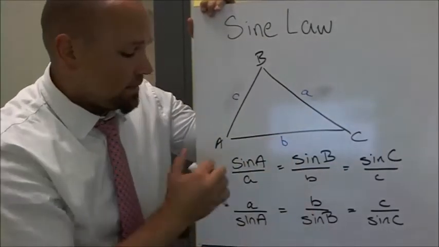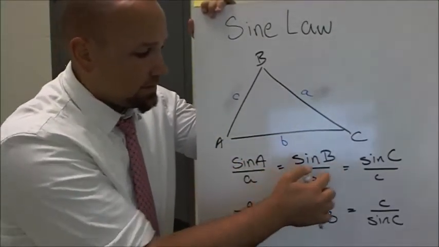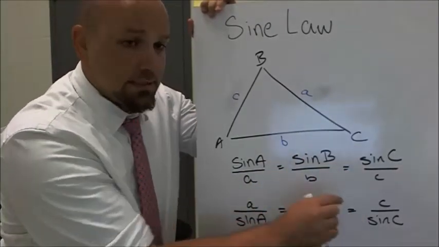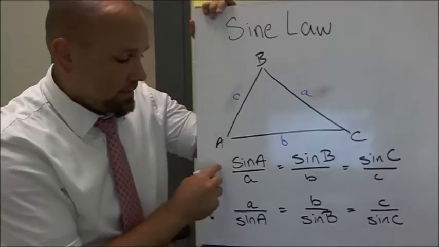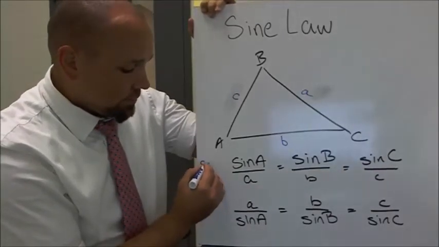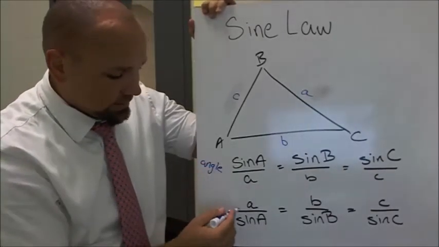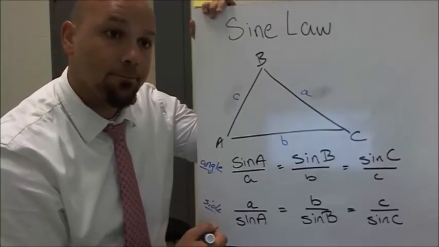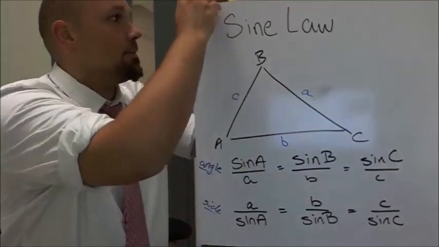All right, and then we have sine A over a, sine B over b, sine C over c, or we have a over sine A, b over sine B, c over sine C. We can use either one. This one we want to use if we don't know an angle. This one we want to use if we don't know a side. Okay? All right, so let's go through a couple of examples.